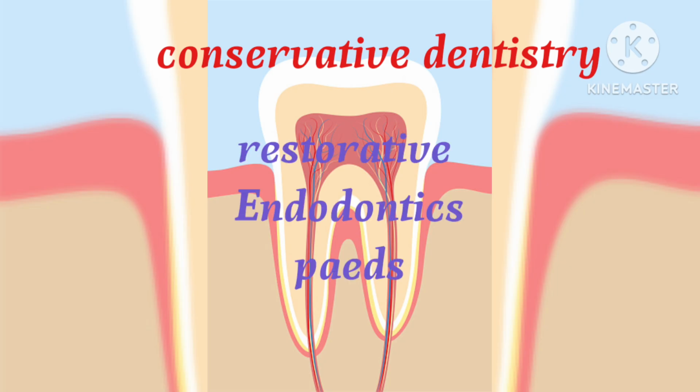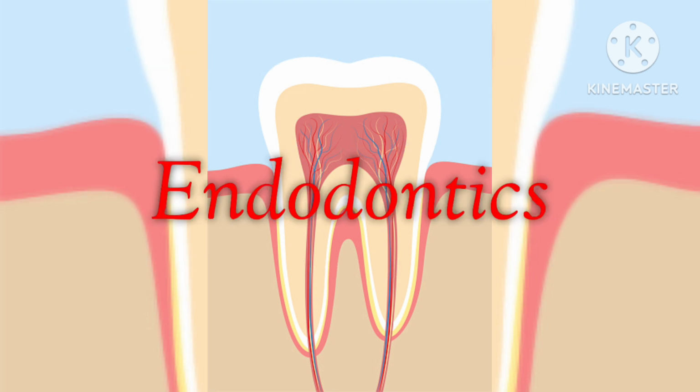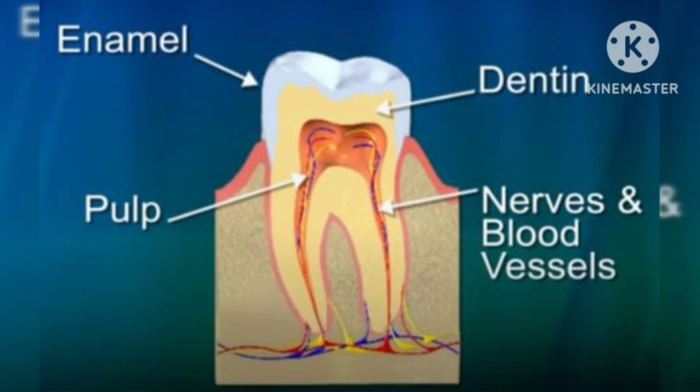Okay, now we are going to start with conservative dentistry. Conservative dentistry has mainly three branches: restorative, endodontics, and peds. And in endodontics, we must know the anatomy of the tooth. As we all know, a tooth has mainly these parts: enamel, dentine, pulp, nerve, and blood vessels. But we must know something more than that.